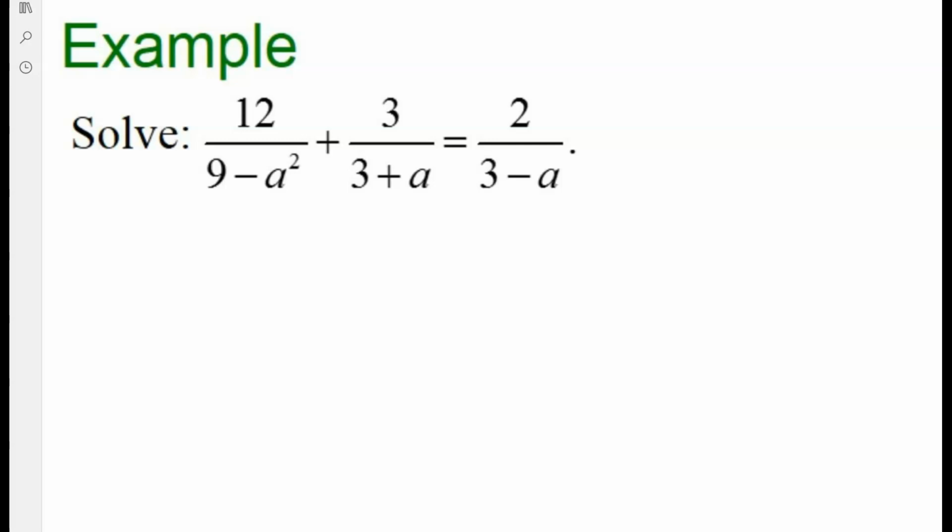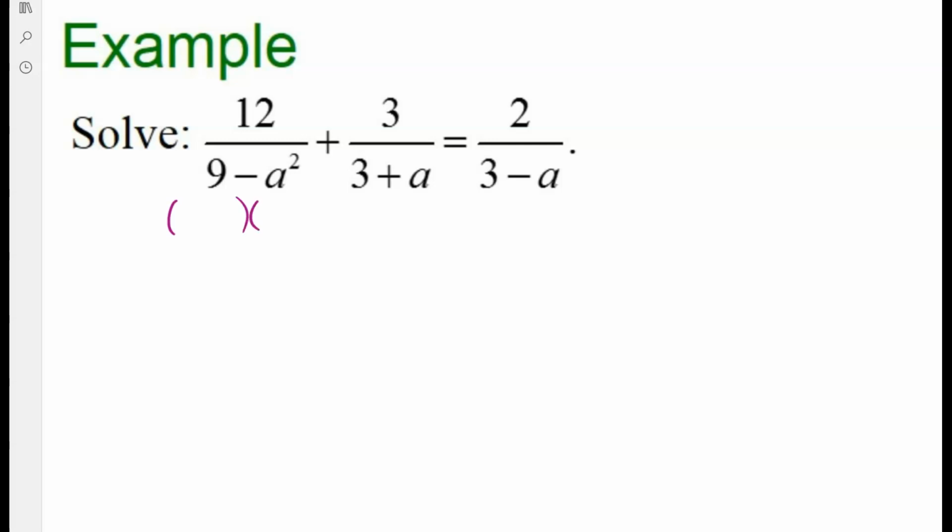Difference of perfect squares? Okay, so your a squared, that's a perfect square, a times a. What about the 9? 3 times 3 is 9. When you have the difference of squares like this, it will factor. And it will factor into conjugates.